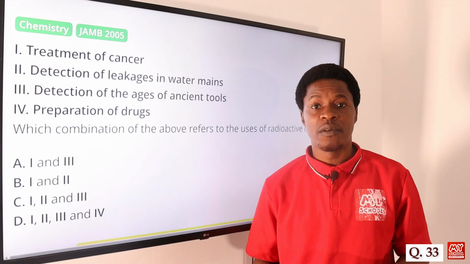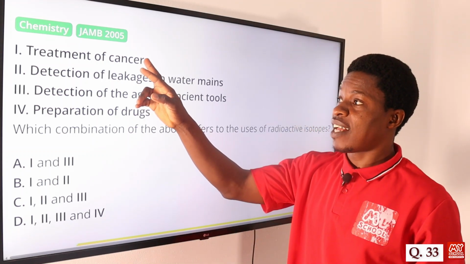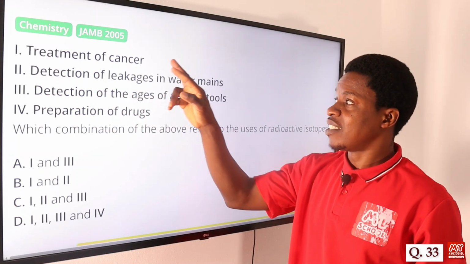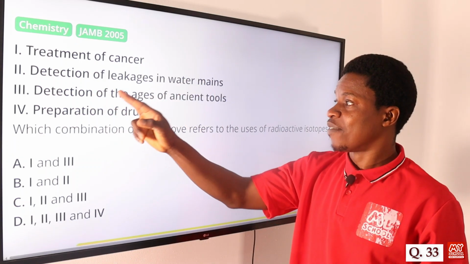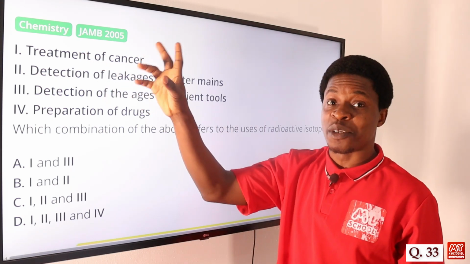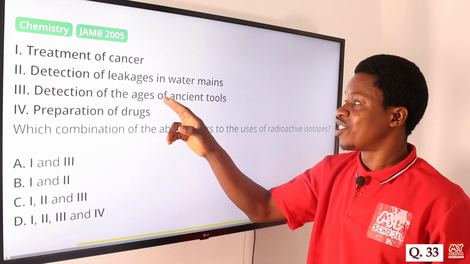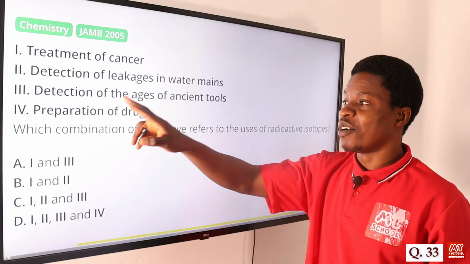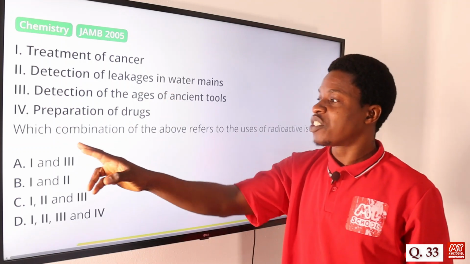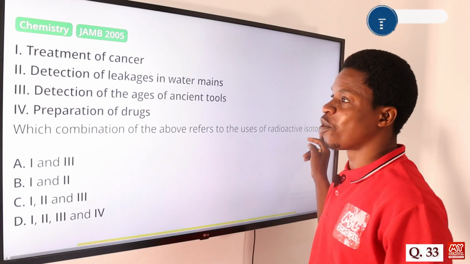Now let's move on to question number 33. Treatment of cancer. Detection of leakages in water mains. Detection of the ages of ancient tools. In fact, once I've seen treatment of cancer, I already know it's something that has to do with radioisotopes. And we have preparation of drugs. So the question says, which combination of the above refers to the uses of radioactive isotopes?